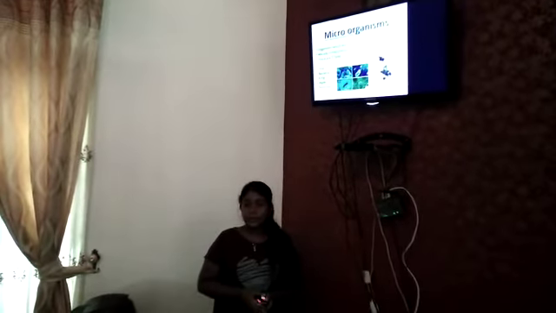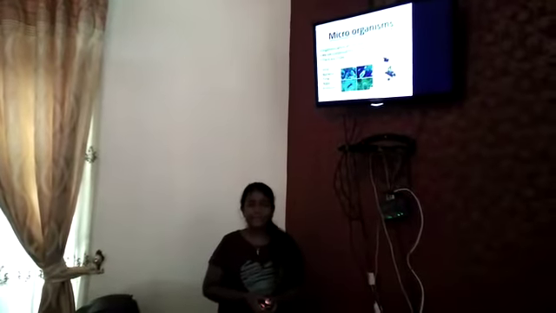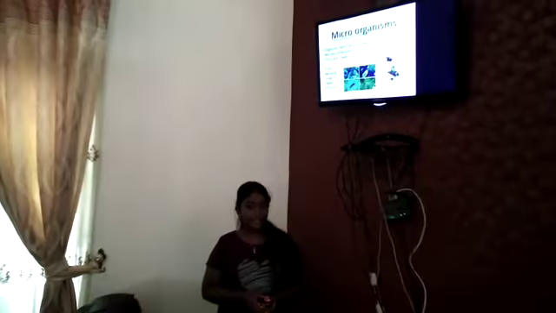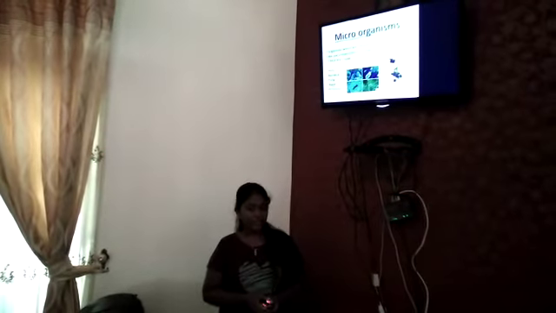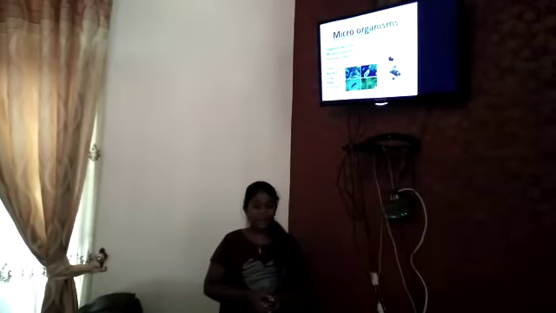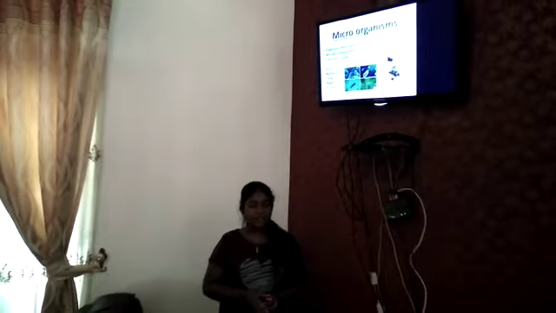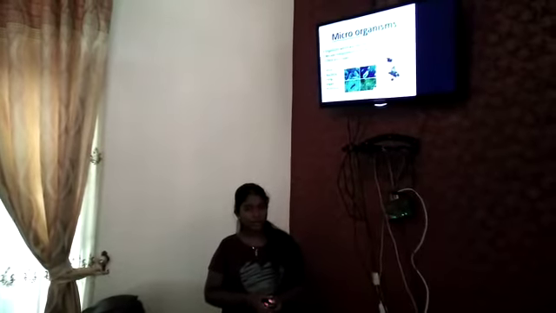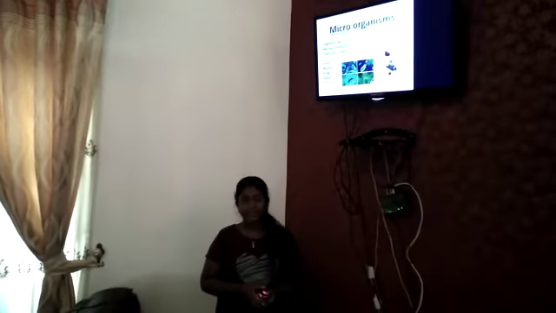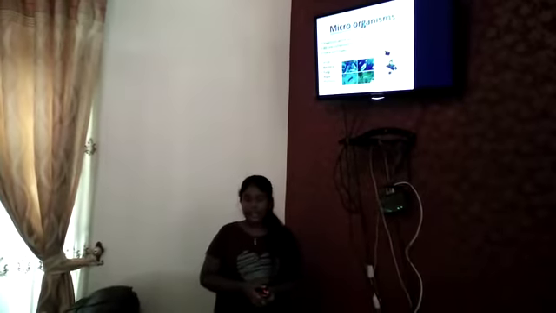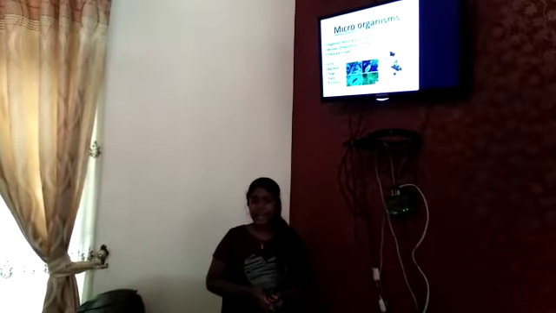Our third group of living things is microorganisms. Microorganisms means organisms which are invisible to our naked eye. We use compound microscope to observe them. I have shown a figure of a compound microscope. There are 5 types of microorganisms. They are virus, bacteria, fungi, algae and protozoa.